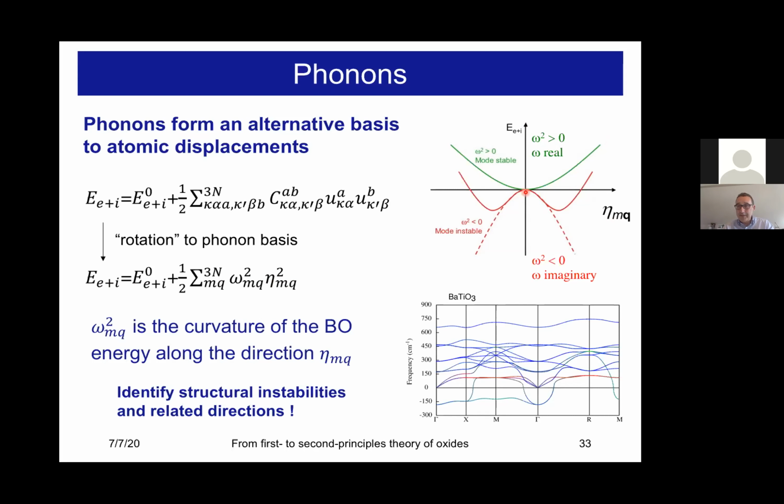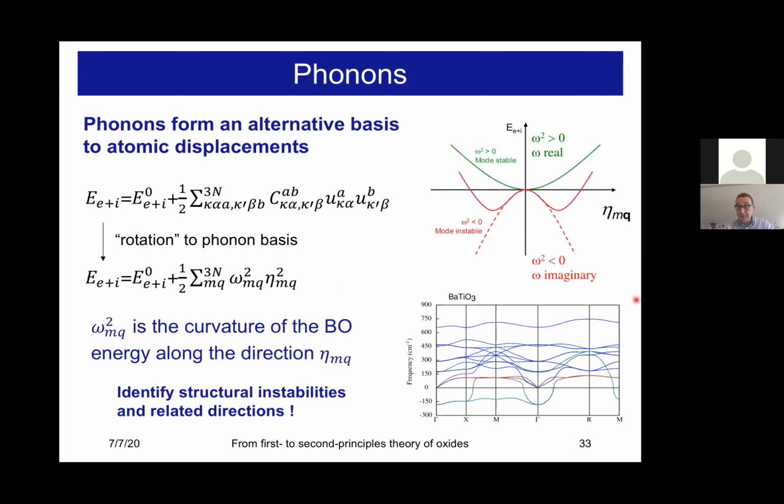But now when you have a system where at some points you have negative energy curvature, it means that omega square will be negative. And so when you solve your dynamical problem, you will find negative eigenvalues in your dynamical matrix that are associated to imaginary phonon frequency. These imaginary phonon frequencies are not something that is crazy. It's simply telling you that there is somewhere a negative curvature. And so this allows you to identify structural instability in materials.